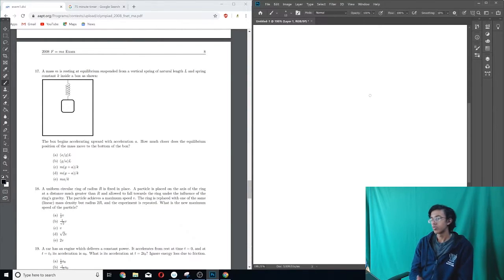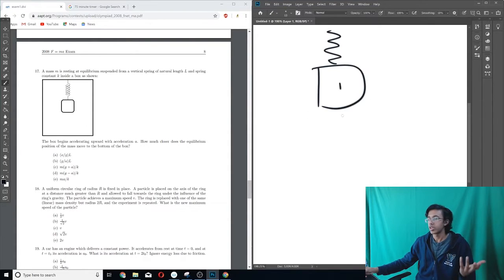Alright, so when you're dealing with accelerated reference frames, you have to add a fictitious force inside. You know how when a car turns, it feels like you're going that way? It's not because you're actually going that way, it's because the car you're in is accelerating to the left. So if you have a box that's accelerating upwards, you add a force in the opposite direction. Let me draw it out.